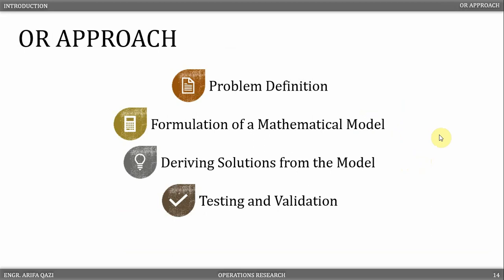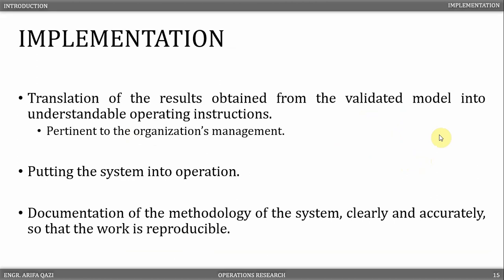Finally, the last phase of the OR approach is implementation. Implementation involves translation of the results obtained from the validated model into understandable operating instructions. That is, instructions which are relevant and understandable by the organization's management or people who will administer the recommended system. Implementation involves putting the system into operation. Moreover, documentation is also a very important part of this phase, as a clear and accurate documentation of the methodology of the system ensures that the work is easily reproducible.